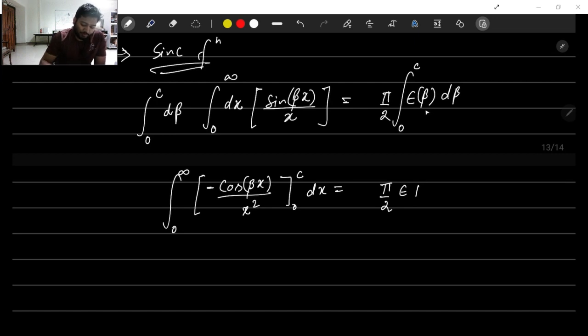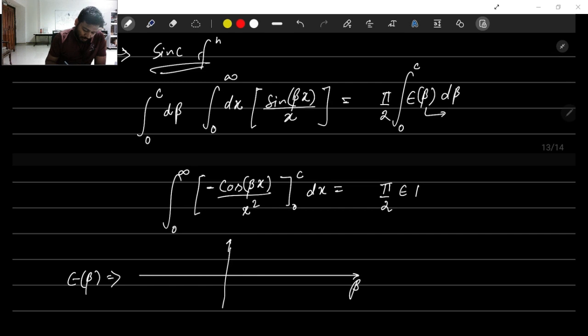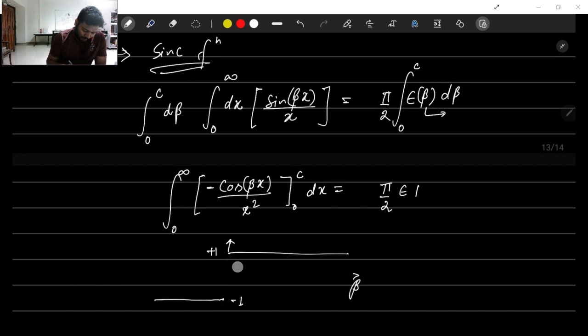Okay, so this is pi by 2 epsilon of beta. This is a constant function. I told you in the previous video what the form of this function is. The function epsilon of beta has a form like this. Suppose this is the beta axis, and this is minus 1, this is plus 1. So this is the form of epsilon of beta. Okay, so let me remove this part here. So this is a constant function and you do the integration from 0 to c.